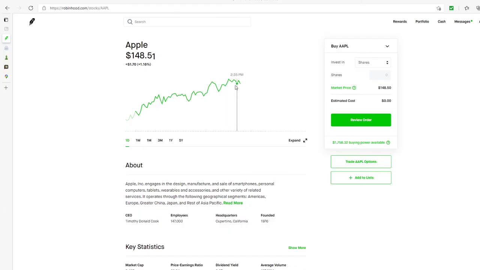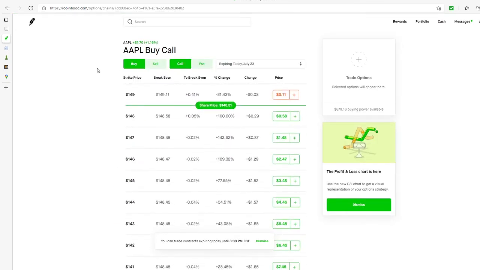To get to the option chain on Robinhood, you simply type the ticker symbol or company name in the search bar at the top, in this case Apple. Now, once you get to the stock page for Apple, you can click on Trade Apple Options in order to open up the options chain. So let's find where our key terms are first.